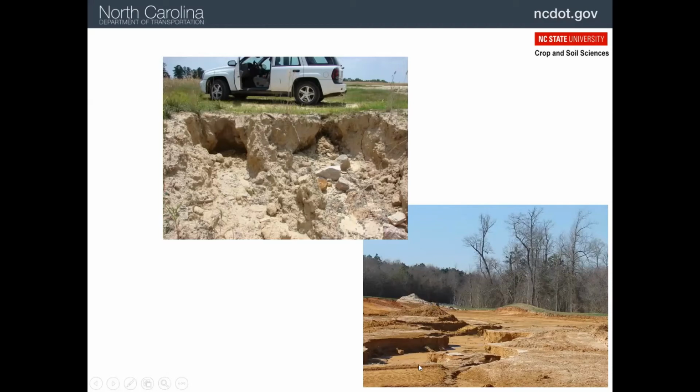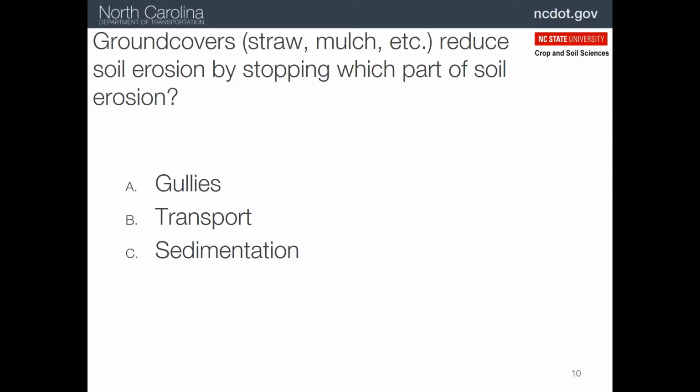So down here is a great example. Unfortunately, I find my examples on campus a lot, and this is a construction site that has been neglected for so long that this Grand Canyon has formed. So you really hope never to see that on your construction site. So how many times have I said this? Ground covers reduce soil erosion by stopping which part of soil erosion? Gullies, transport, sedimentation, or detachment. That's really what we're talking about.